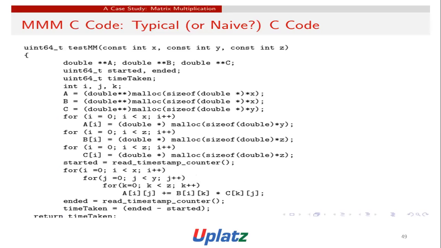The typical naive C code is shown here. Double star A, double star B, double star C, unsigned integer start, end, time taken, int i, j, k. For A, B and C, malloc memory allocation is done, with for loops to allocate the memory. Afterwards we do the matrix multiplication using the 3 loops. Then we calculate the time.